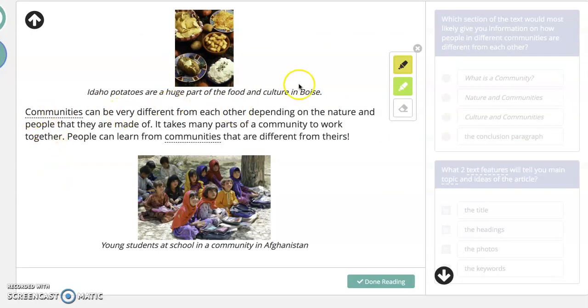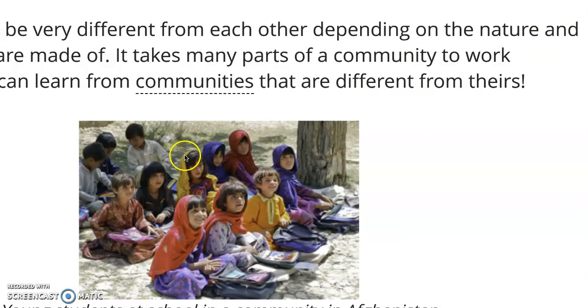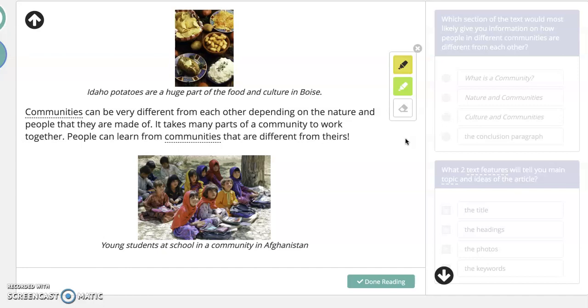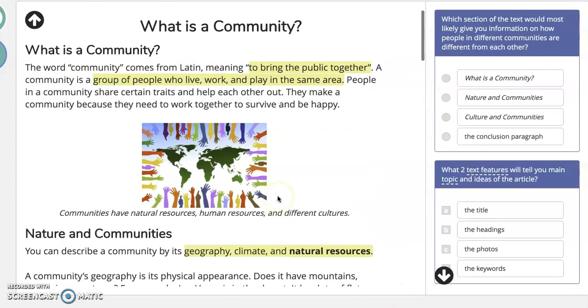Communities can be very different from each other depending on the nature and the people that they are made of. It takes many parts of a community to work together. People can learn from the communities that are different from theirs. And these are young students in a community in Afghanistan. Again, that looks different than what we have at school, right? We're not outside sitting on little things with our backpacks out. We're in school, inside of a building. So that is all about communities.